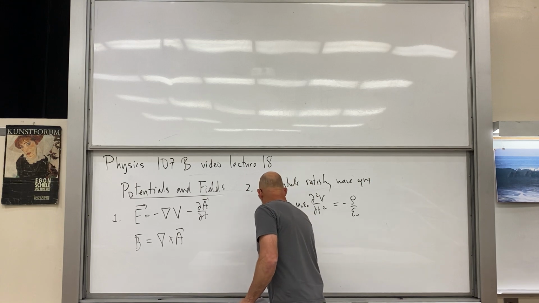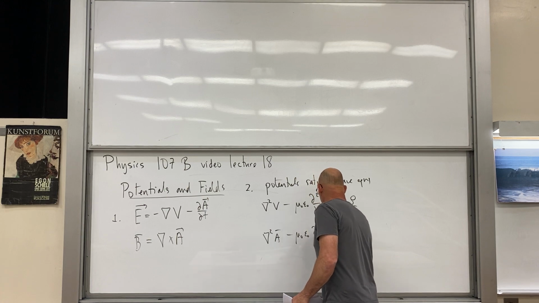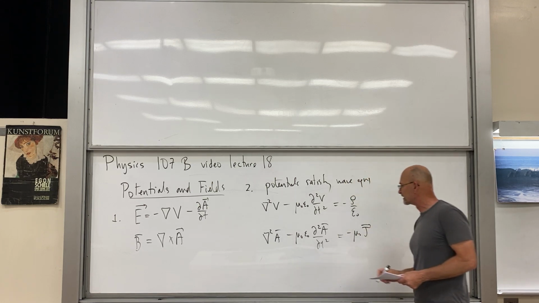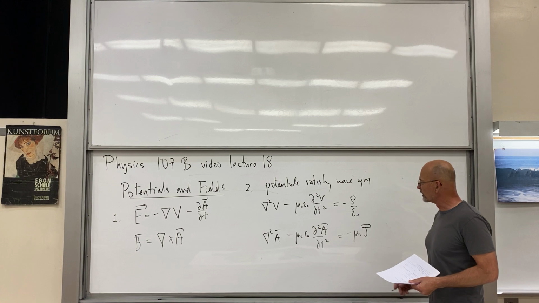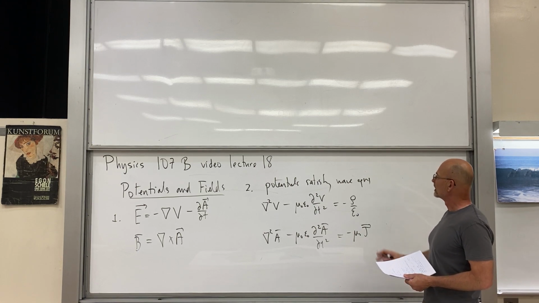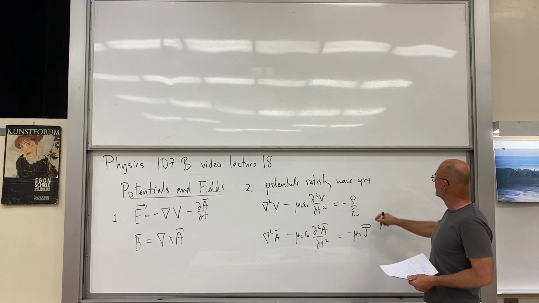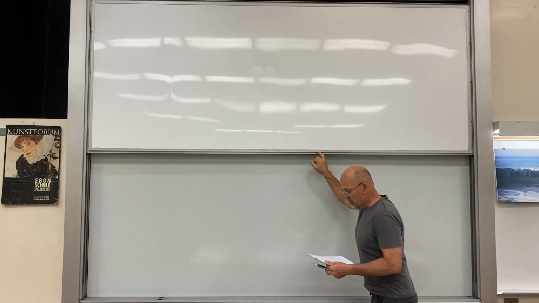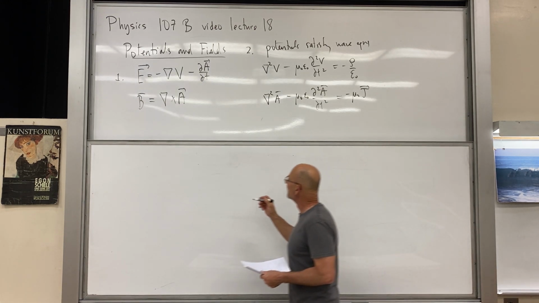And you have the same equation for the vector potential: del squared A minus mu naught epsilon naught d squared A dt squared equals minus mu naught times the current density J. Of course, in vacuum, then you just have the wave equations that we've worked with before. So potentials satisfy these equations, and the solutions to these equations, let's write them down.